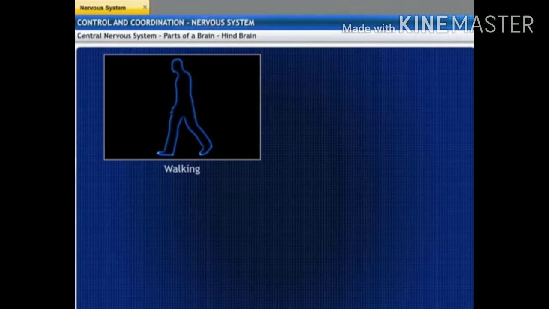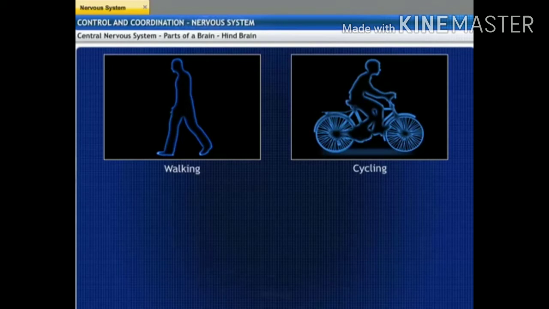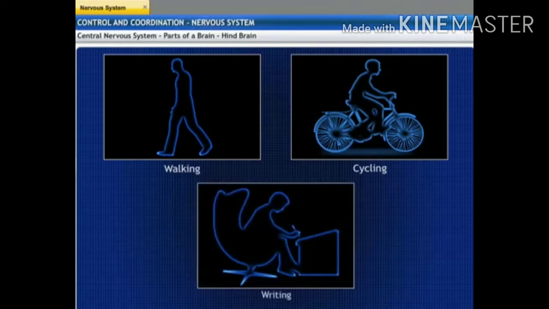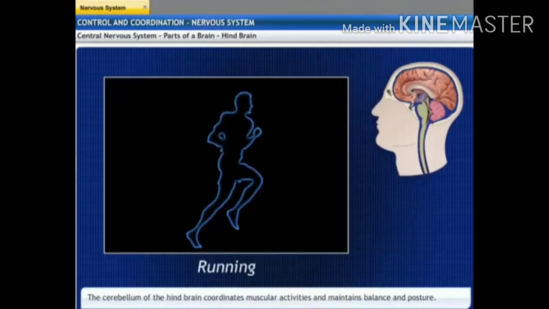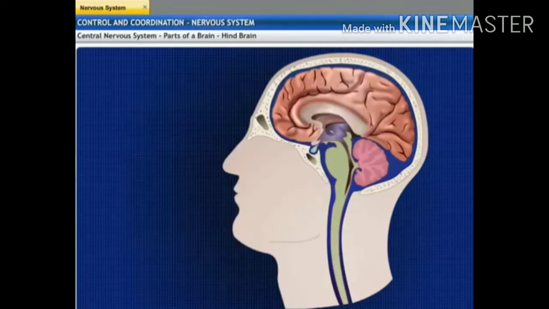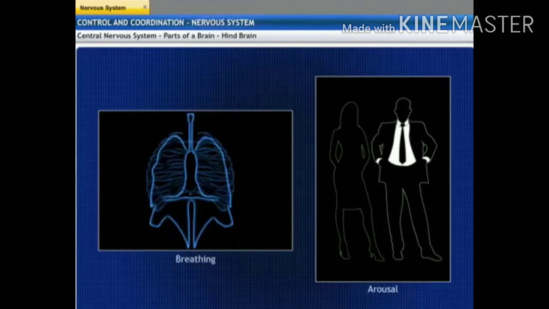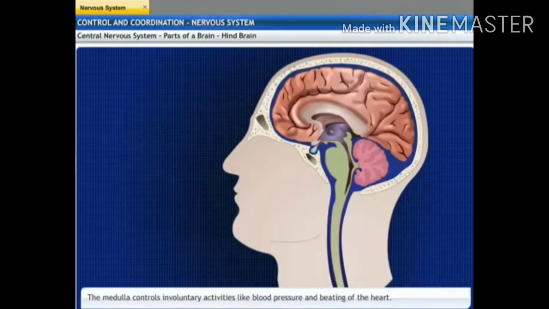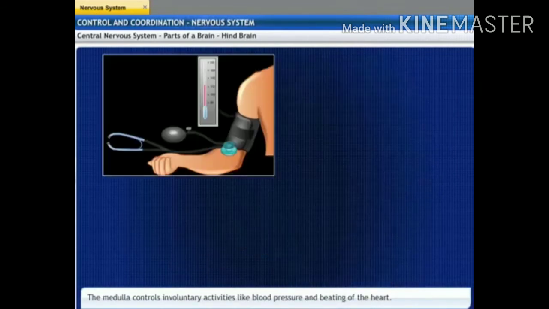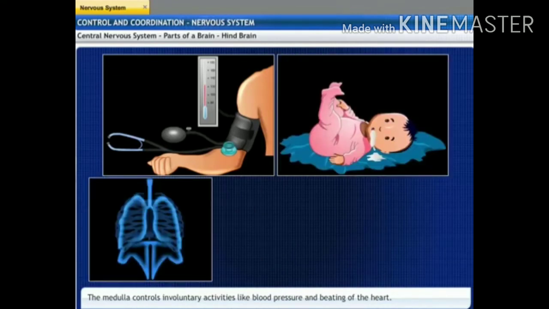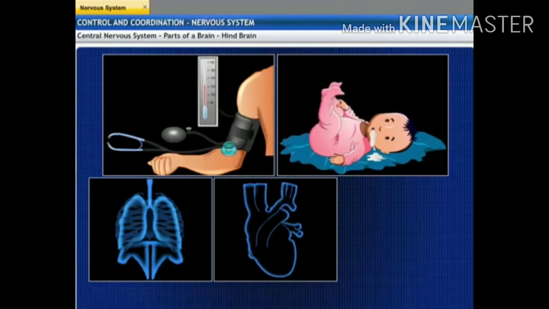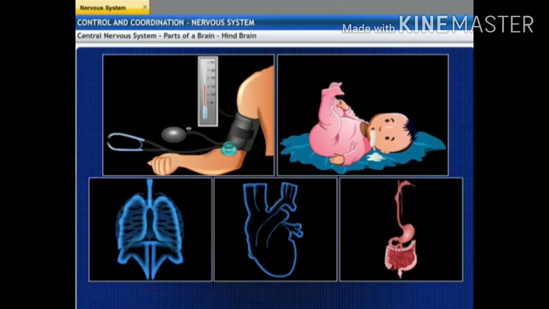Now what about activities like walking in a straight line, riding a bicycle, and picking up a pencil? It is the cerebellum of the hindbrain that coordinates all these muscular activities and maintains balance and posture. The next part is the pons that carries the impulses between the cerebellum and cerebrum. It controls arousal and regulates respiration. Medulla controls involuntary activities like blood pressure, salivation, breathing, beating of the heart, and peristaltic movements of the alimentary canal.